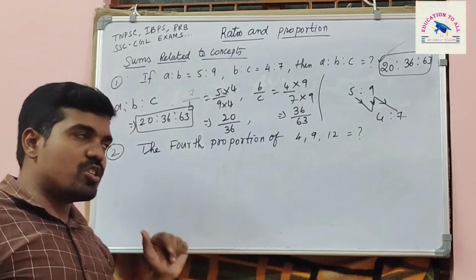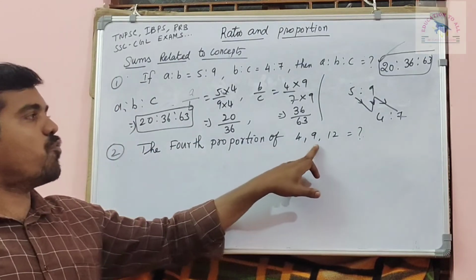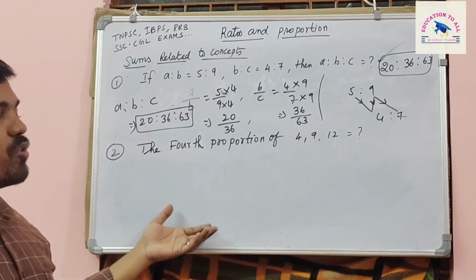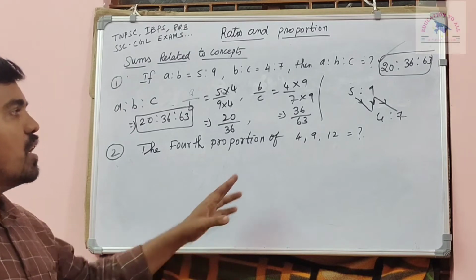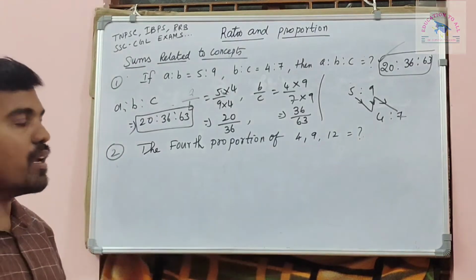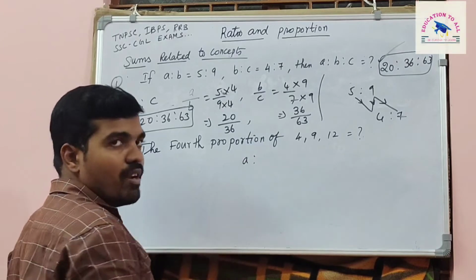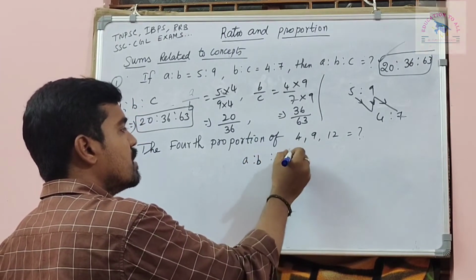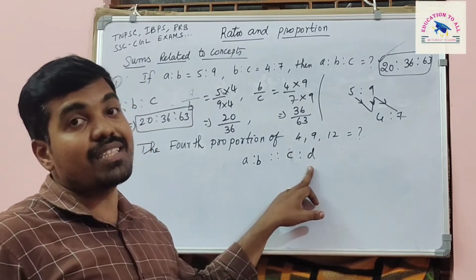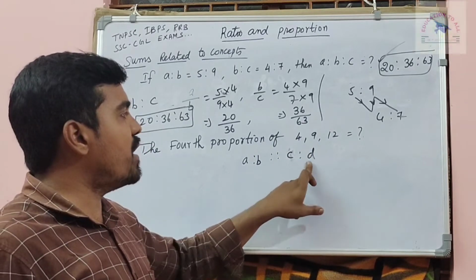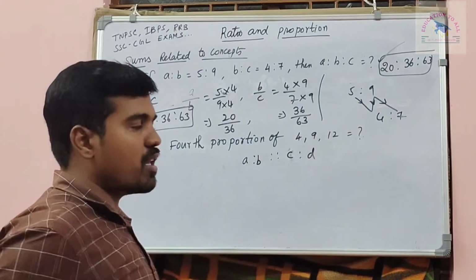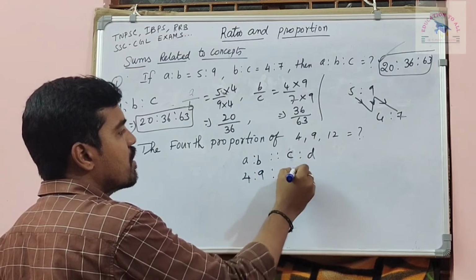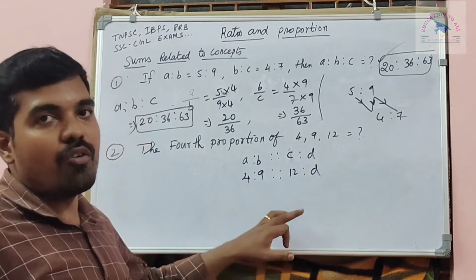Okay, so next question. Here, the fourth proportion of 4 is to 9 is to 12. What is the fourth proportion? In the previous concept we have discussed it. If A, B, C, we have to take it as the fourth proportion. Once again I will recall: A is to B as C is to D, then this D is called the fourth proportion. So we have to find the D value. Here the first three values are given, so 4 is to 9 as 12 is to D.